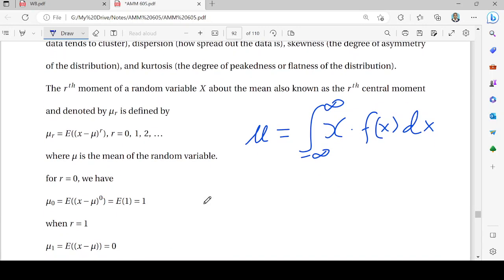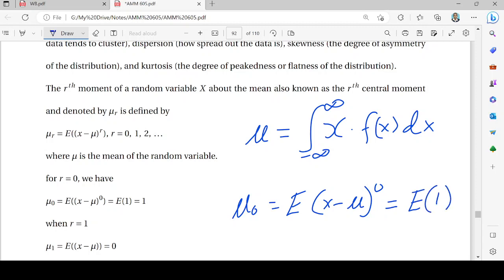So when r is 0, we write mu naught, which is the expected value of x minus the mean raised to the power of 0. And remember, any number raised to power 0 is 1, so this is the expected value of 1. Now, when we talk about the expected value, we talk about the mean of that random variable. The mean of 1 is just 1.